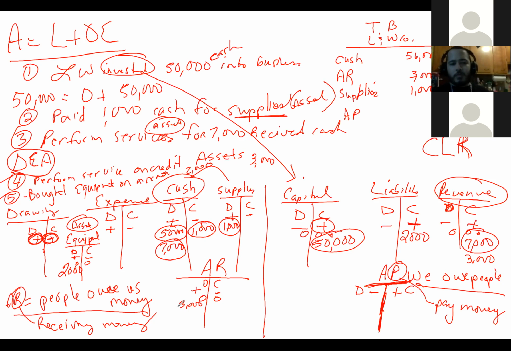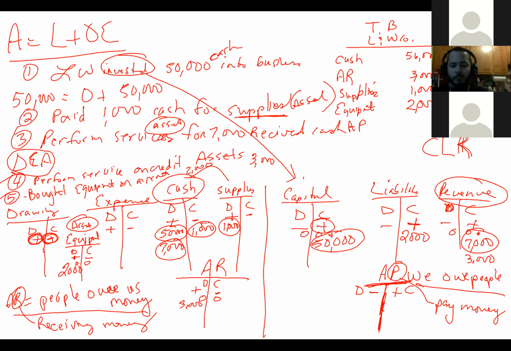Make sense? Okay, let me erase this AP real quick because I'm going to change that to equipment, because equipment is an asset. So that is $2,000 worth of equipment. Then we have our liability. So we're going to have AP. We've got $2,000, and this is going to go on this side.